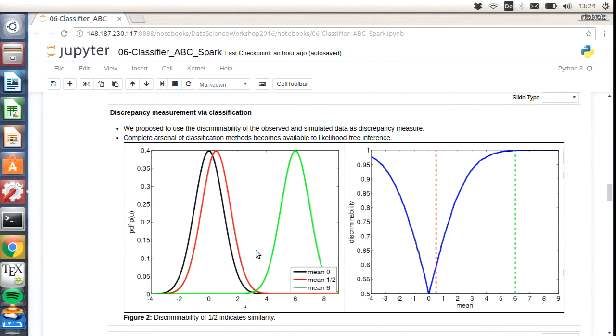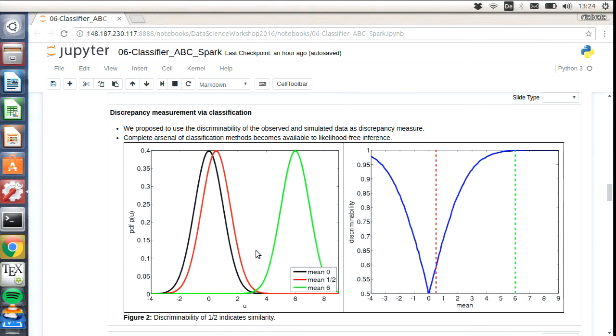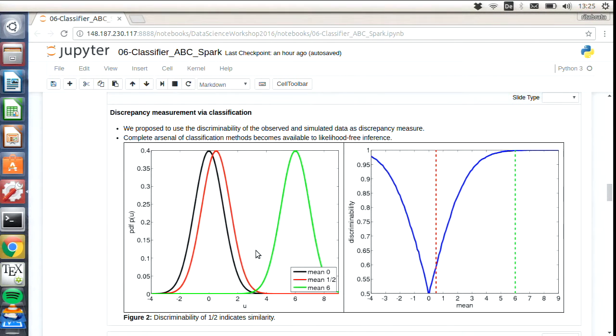And you can see that when the mean is varying, the data is similar or not, and this is the plot of the discriminability. You can see the discriminability converges to 0 when the means are exactly equal, but then it increases as far as you go. So we have mathematical proofs in our paper where we show that it's actually a valid distance measure. But let's not get into those things. Just take it as a nice classification-based distance measure.